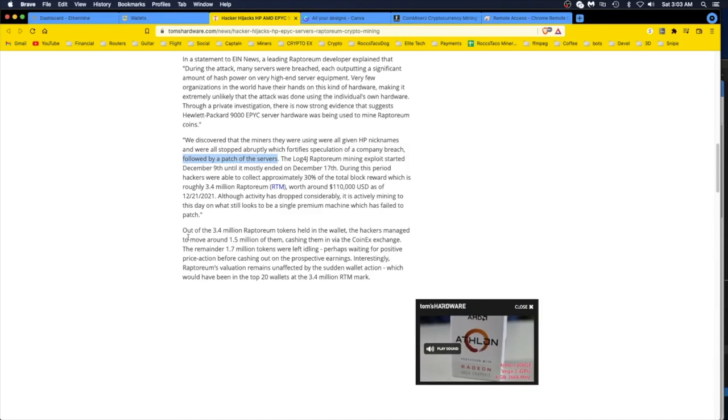And it's like, wow, the hackers managed to move around 1.5 million of them, cashing them in via the CoinEx exchange. The remaining 1.7 million tokens were left idling, perhaps waiting for positive price action before cashing out on the prospective earnings. Interestingly, Raptoreum's valuation remains unaffected by the sudden wallet action, which would have been in the top 20 wallets at the 3.4 million RTM mark.